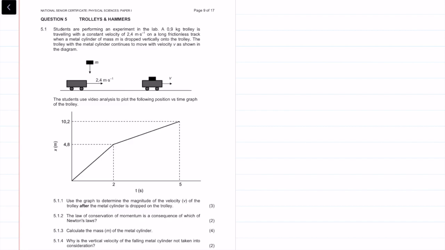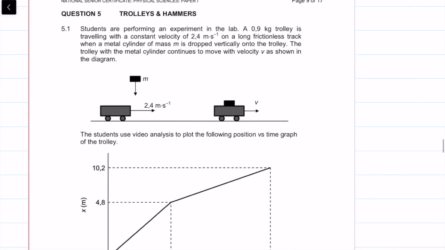So it says students are performing an experiment in the lab. A 0.9 kilogram trolley is traveling at a constant velocity of 2.4 meters per second along a frictionless track, when a metal cylinder of mass m is dropped vertically onto the trolley. The metal cylinder continues to move with velocity v as shown in the diagram.